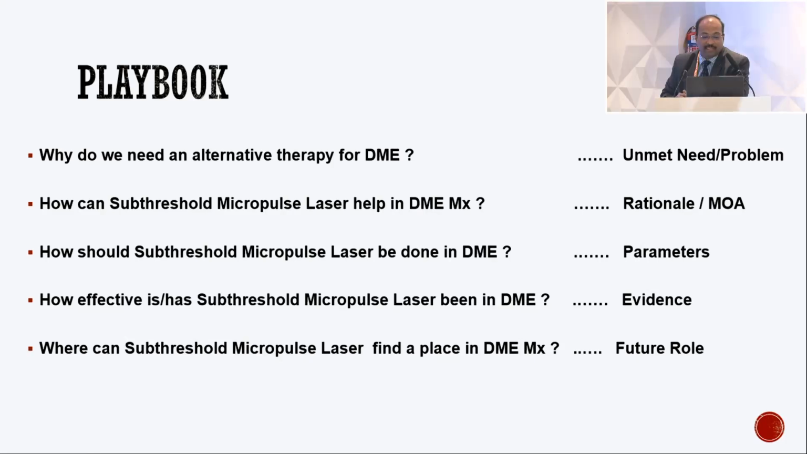So the playbook for this presentation: first of all, why do we need an alternative therapy for diabetic macular edema at all? The unmet need, the problem, the magnitude. And how can micropulse subthreshold laser help in DME management, the rationale, which has already been covered, so I'll fly past that pretty fast. And how should subthreshold micropulse laser be done in DME? Basically the parameters, and this is important. And then how effective is micropulse subthreshold laser in DME, the evidence to support, and where can this find a place in DME management, the future role.